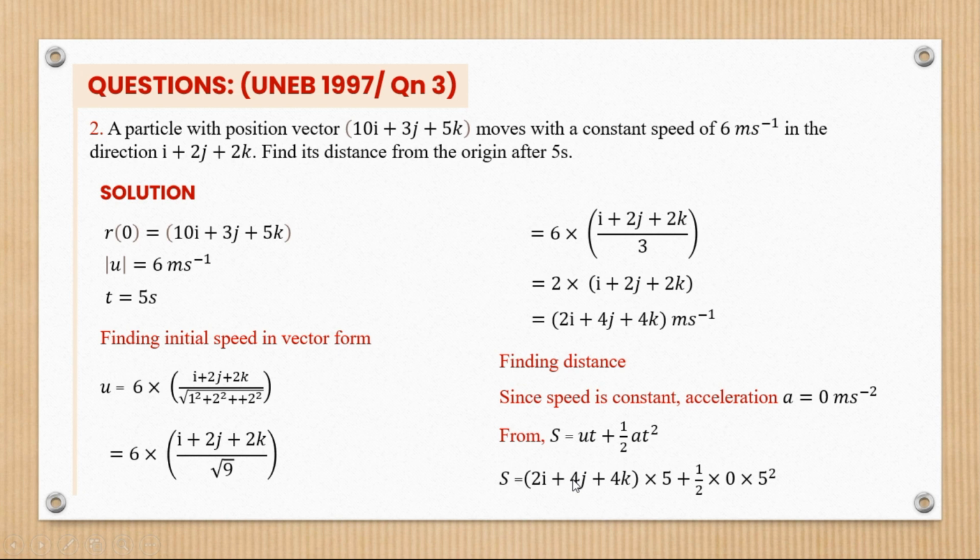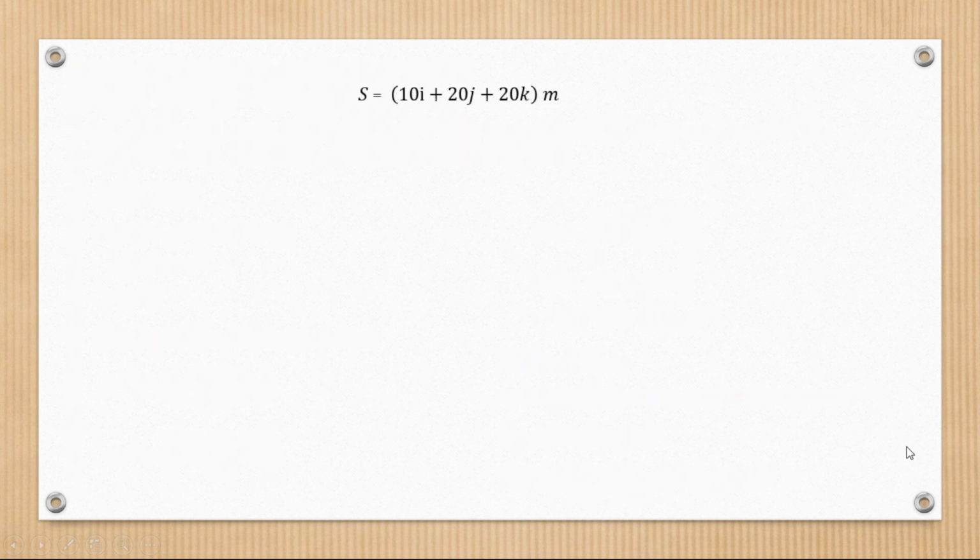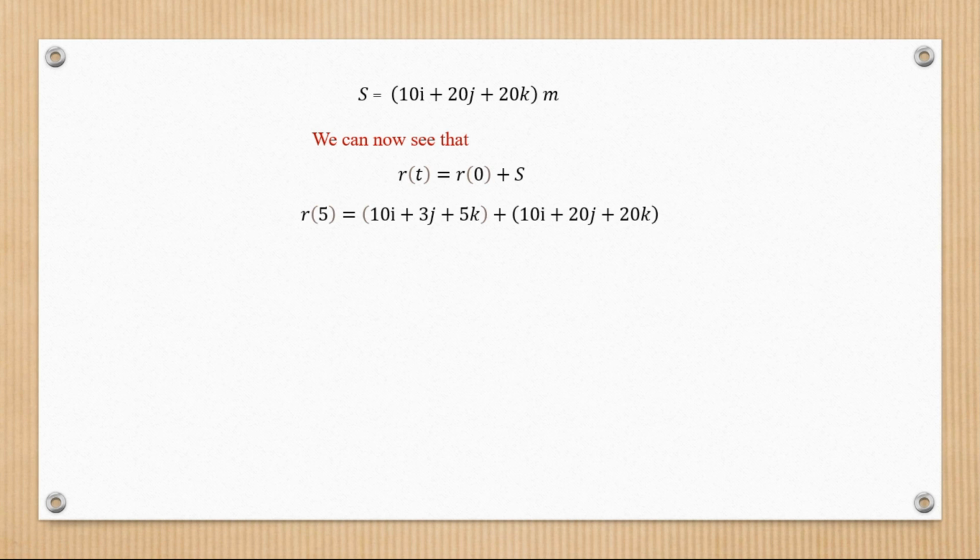As you can see, the 0 cancels out that side, and then we're going to have 5 times 2i plus 4j plus 4k, which shall be s equal to 10i plus 20j plus 20k meters. Now, because we're being told to find the distance specifically from the origin, we're going to make use of the formula that we were given at the very beginning. Remember that r(t) shall be equal to the initial position vector plus s. Now we're going to look for the value of r at the position where we have 5 seconds. So this is what we're going to have right here.